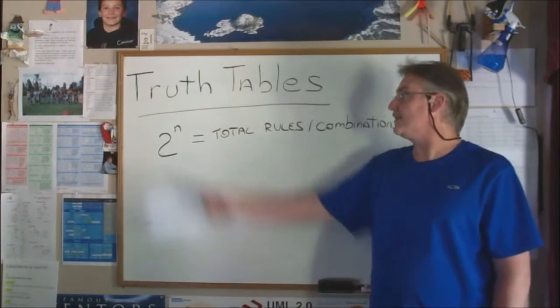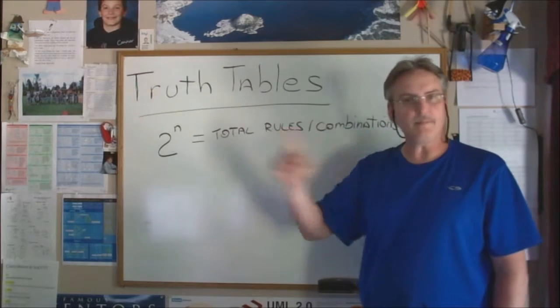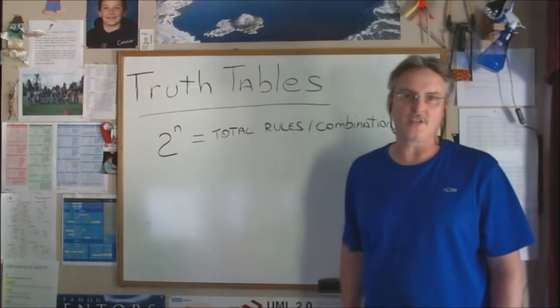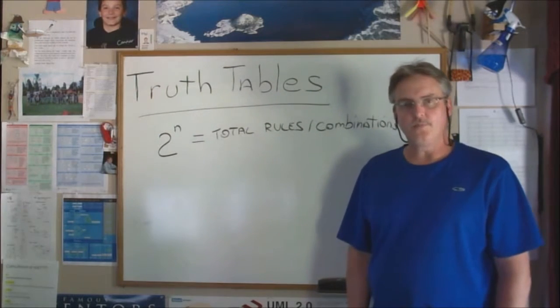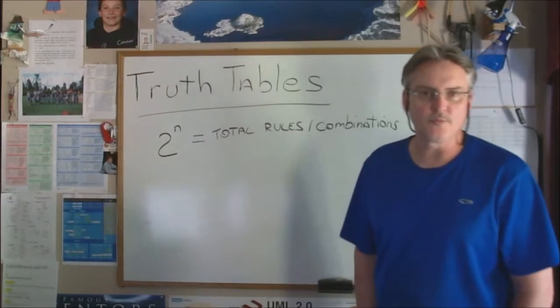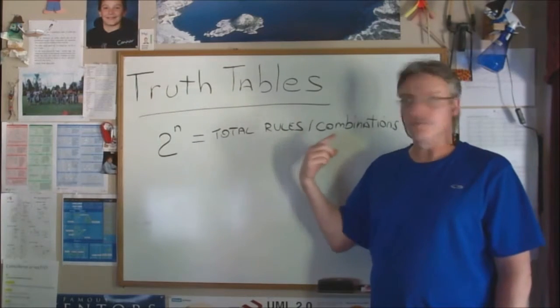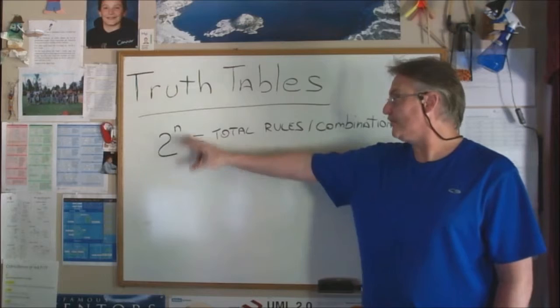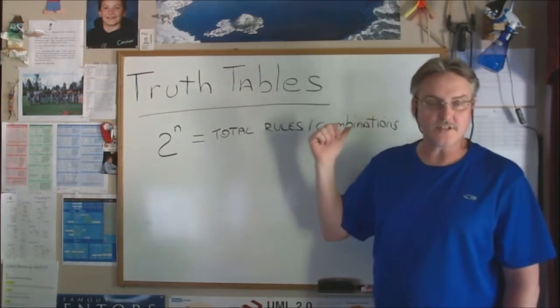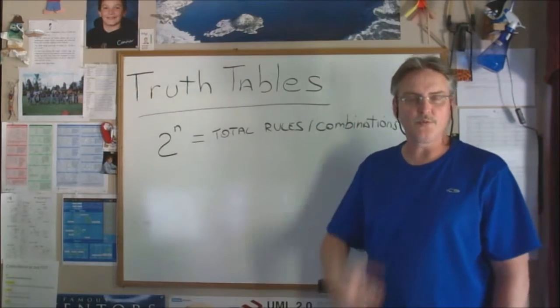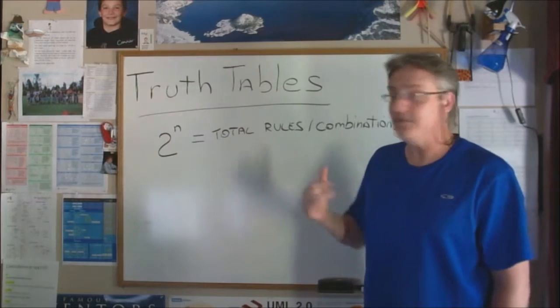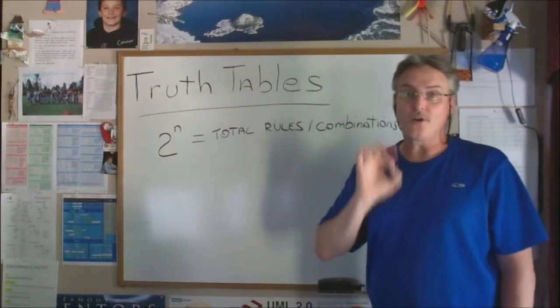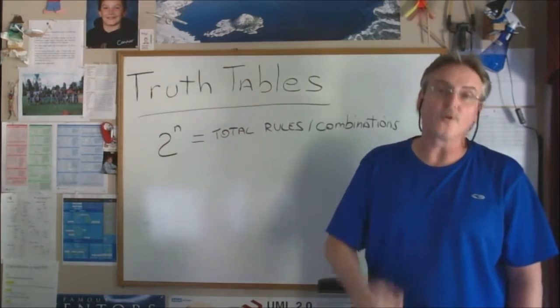Today's lesson is truth tables. A lot of software engineers don't know about truth tables. I'd say probably 90% of the people I work with really don't understand how to build them. They don't understand how to set up the rules, the 2^n equals total rules and combinations. And so I thought I would go through that with you and help you understand that, because believe it or not, truth tables are a very good tool for analysis.